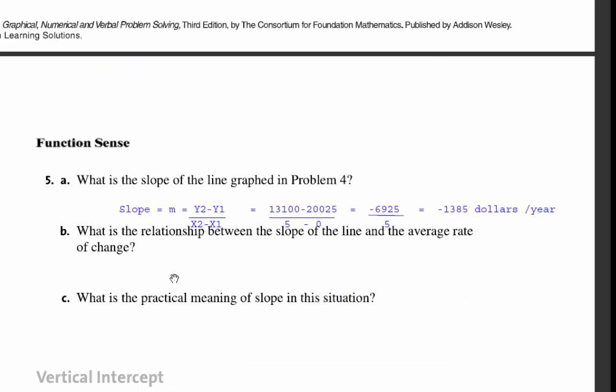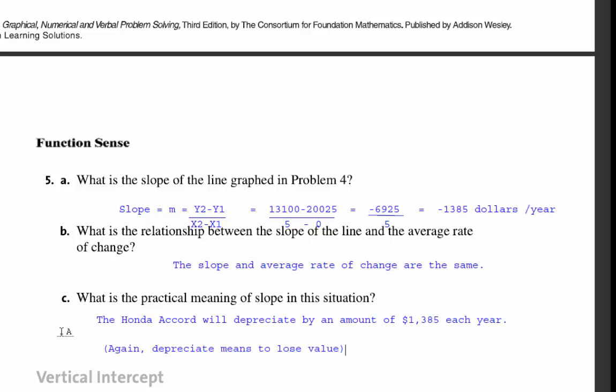Next, we're asked, what is the relationship between the slope of the line and the average rate of change? Well, they're the same. What is the practical meaning of the slope in this situation? Well, the car depreciates, or loses, $1,385 each year. That concludes this lesson.